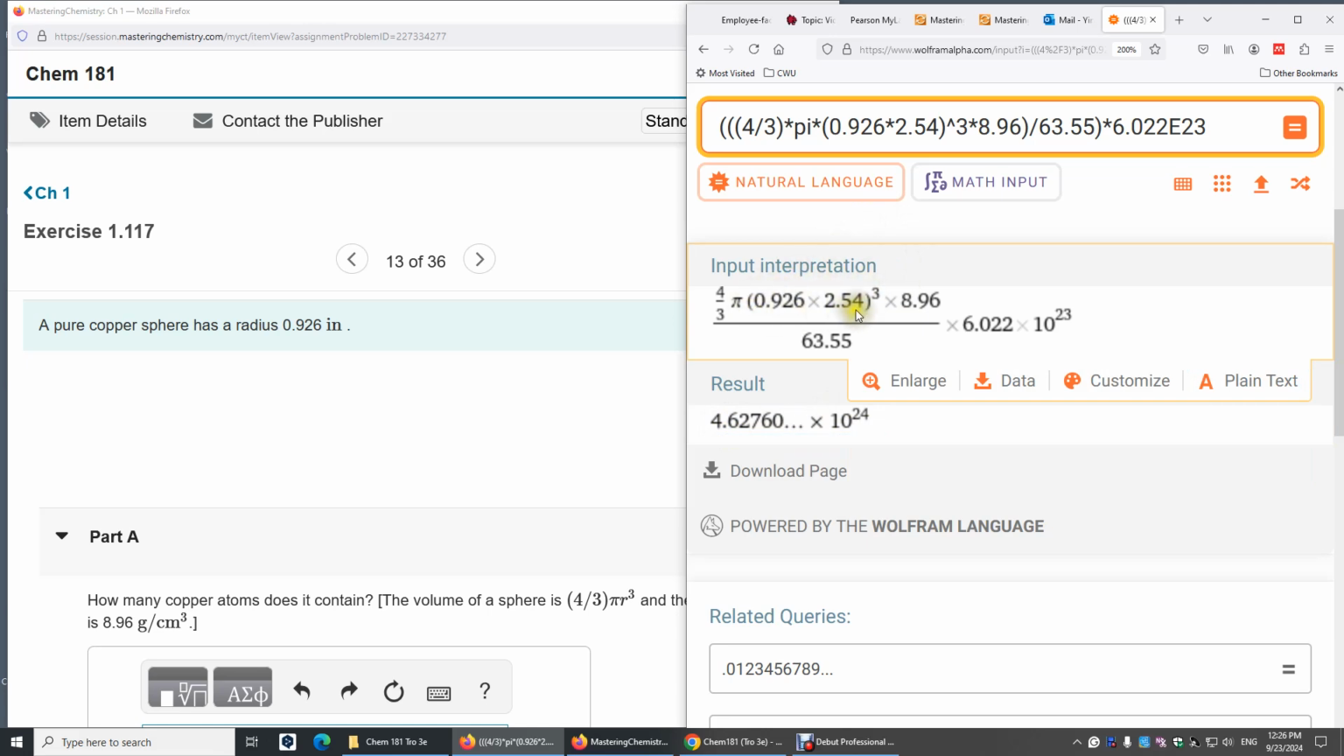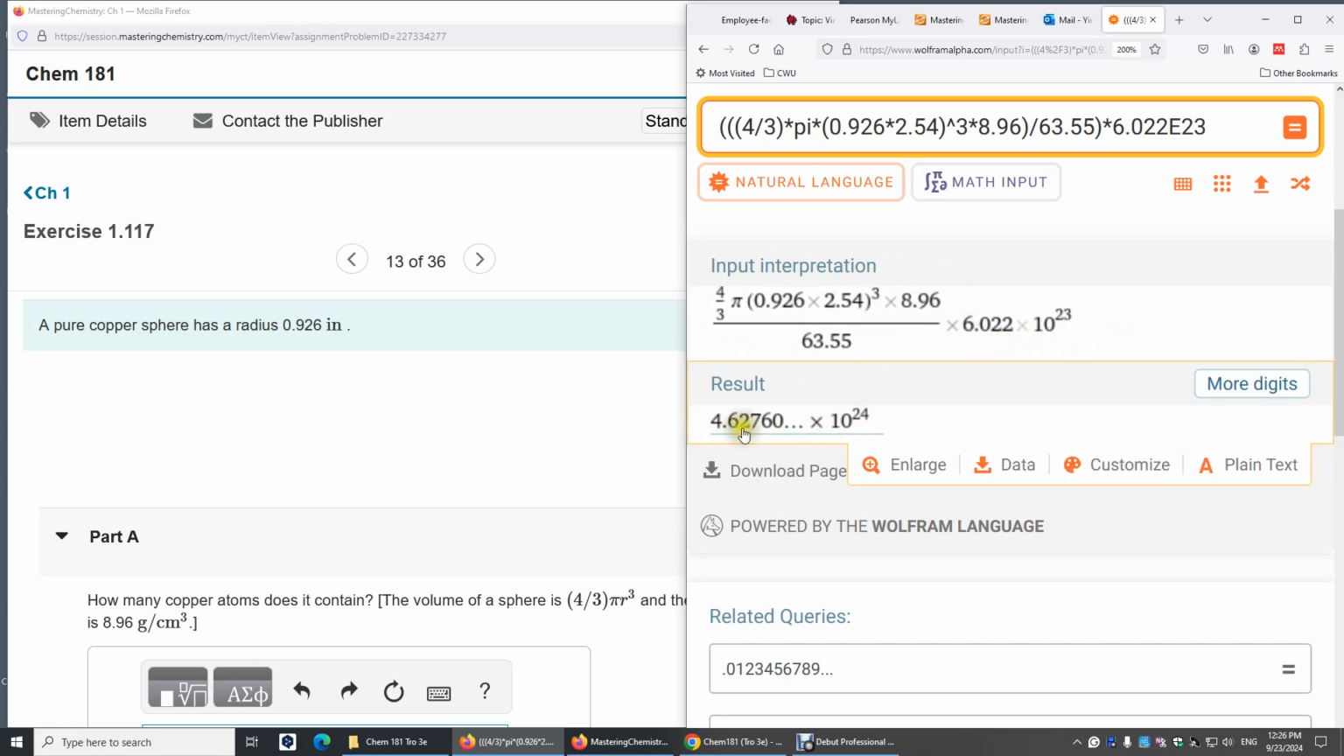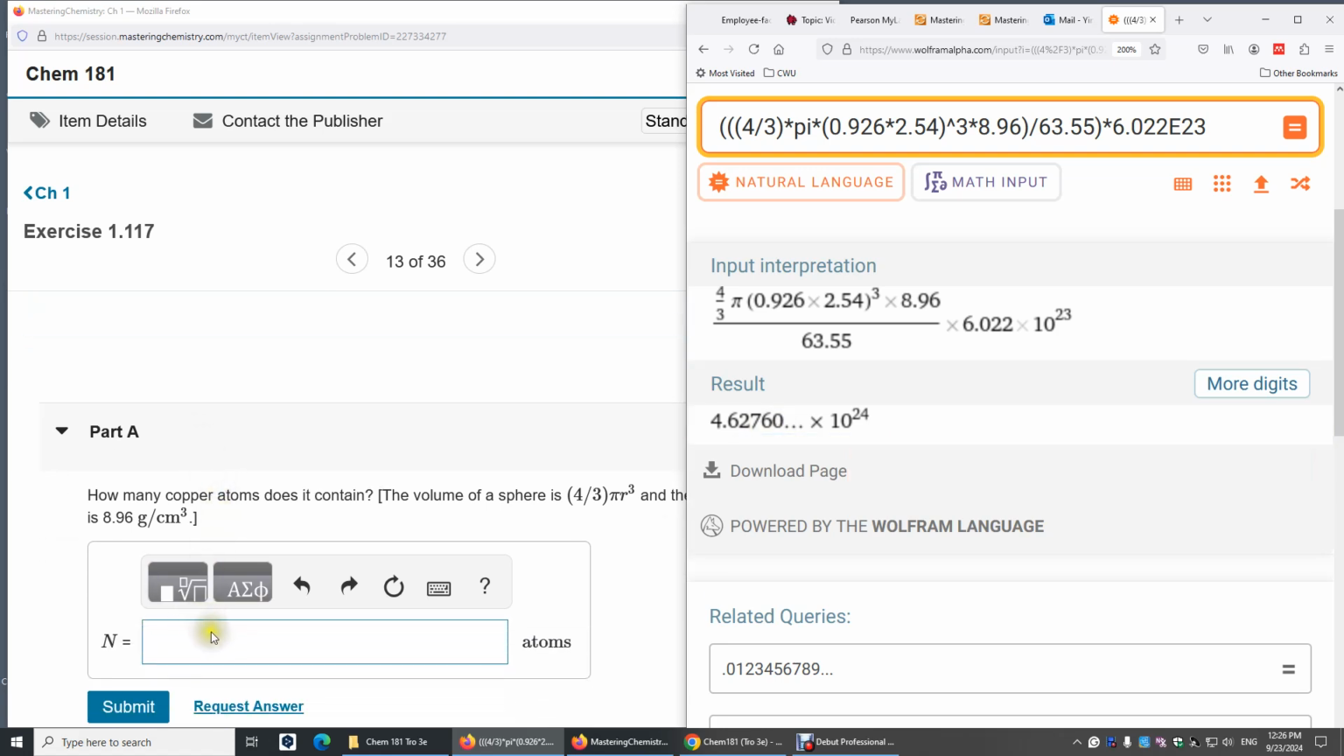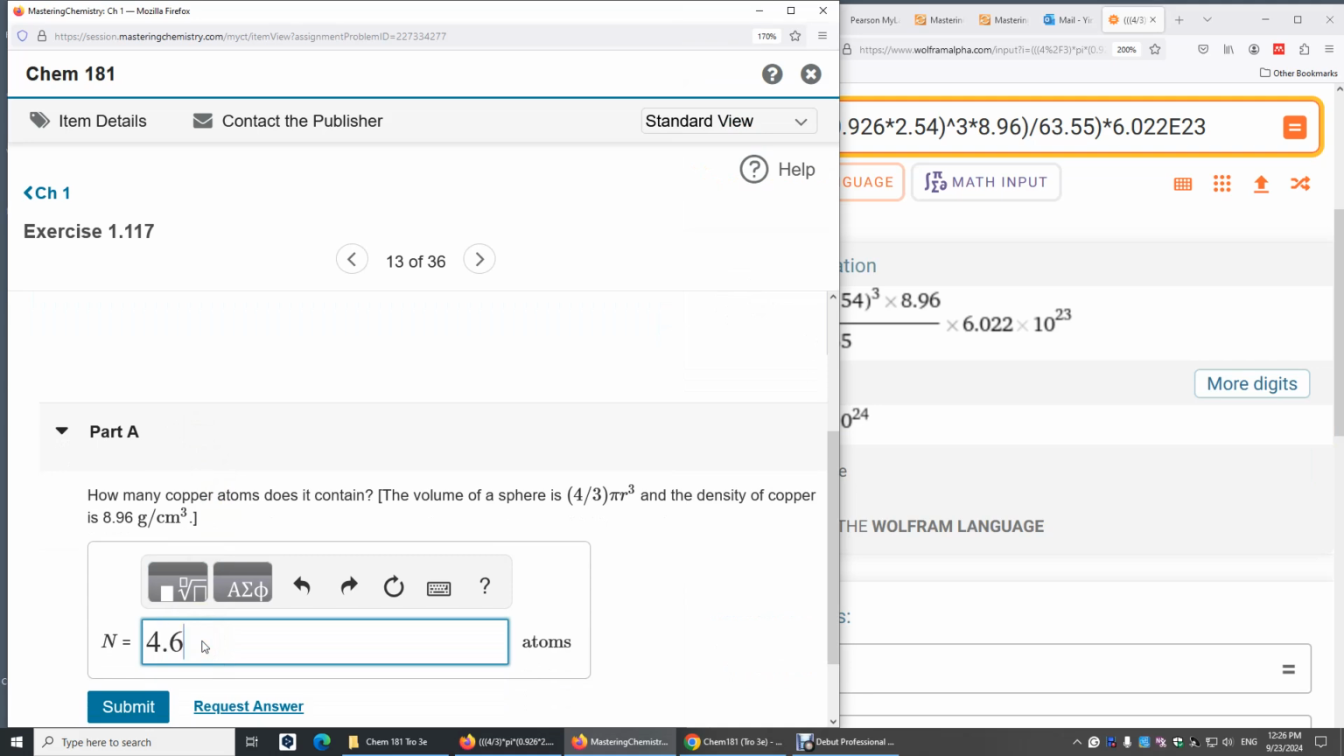So again, this is just r in centimeters. And over here, we have the formula for volume of a sphere, 4 over 3 times pi times r cubed. That's the volume. Multiply by the density in grams per cubic centimeter, and then we have the grams. The number of grams divided by the molar mass, we get the number of moles. Finally, this number of moles multiplied by the Avogadro constant, we get the number of atoms. So again, it's 4.63 times 10 to the power of 24.